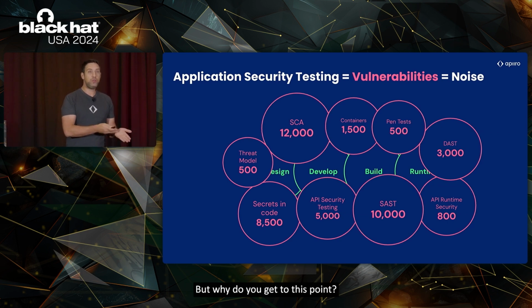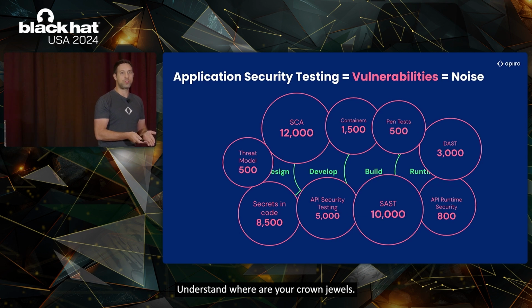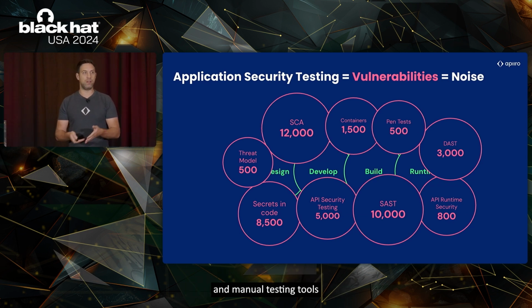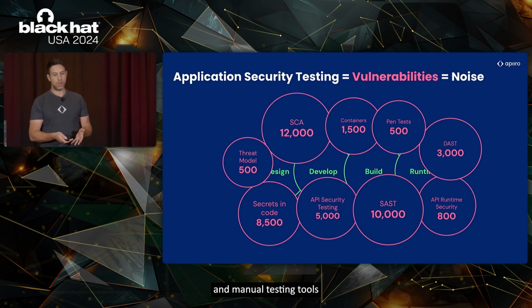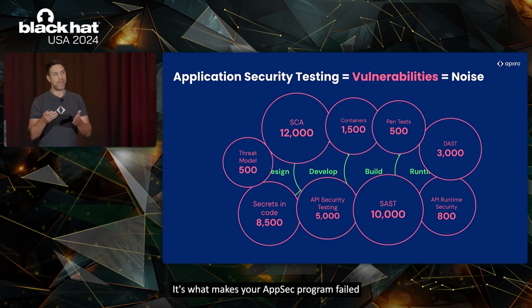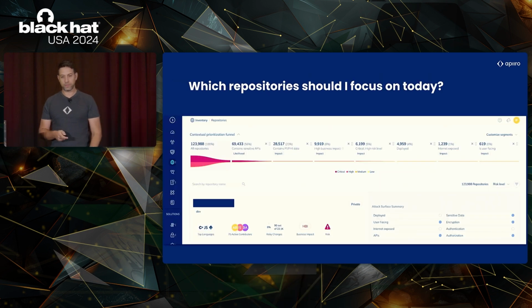But why do you get to this point? Build an accurate inventory. Understand where your crown jewels are. Where do you need to enable your scanning tools and manual testing tools? And then be more efficient and effective. This is what makes your AppSec program fail, because you want too many tools and too many processes.